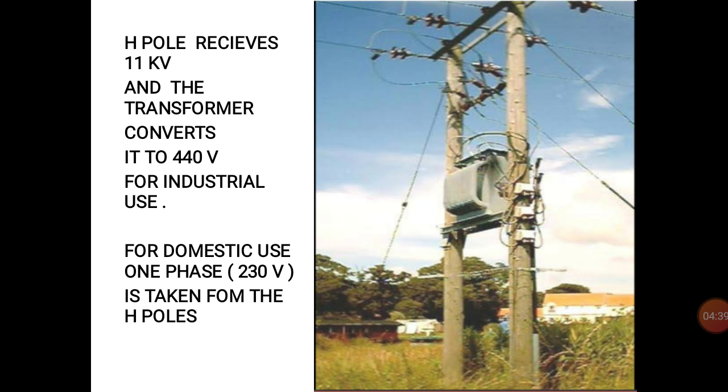The slide shows the H poles, which consist of a distribution transformer. The H pole receives 11 kilovolt and the transformer converts it to 440 volts for industrial use, and for domestic use, one phase or 230 volts is taken from the H poles.